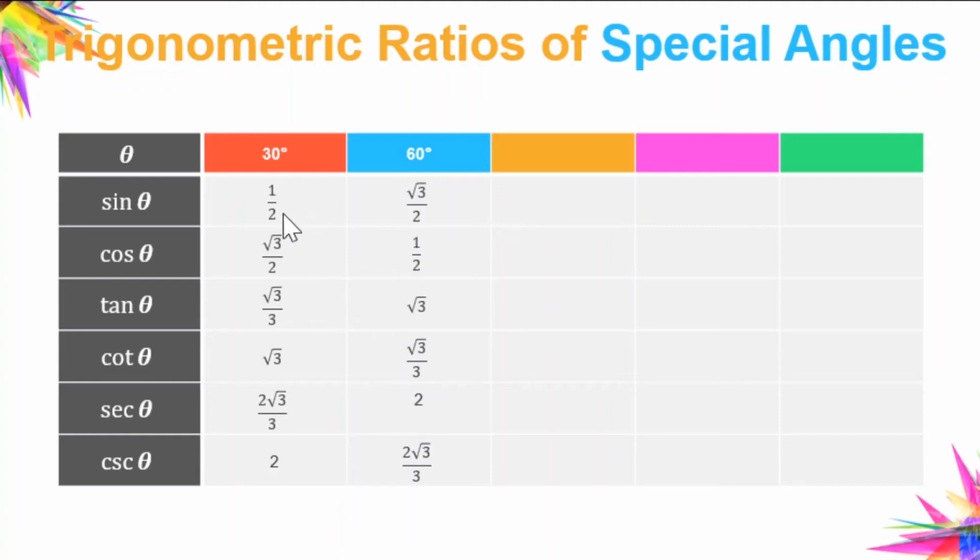So here, sine 30 degrees is equal to the cosine of 60 degrees, while cosine 30 degrees is equal to sine 60 degrees. Tangent 30 degrees is equal to cotangent 60 degrees. Cotangent 30 degrees is equal to tangent 60 degrees. Secant 30 degrees is equal to cosecant 60 degrees. And cosecant 30 degrees is equal to secant 60 degrees.